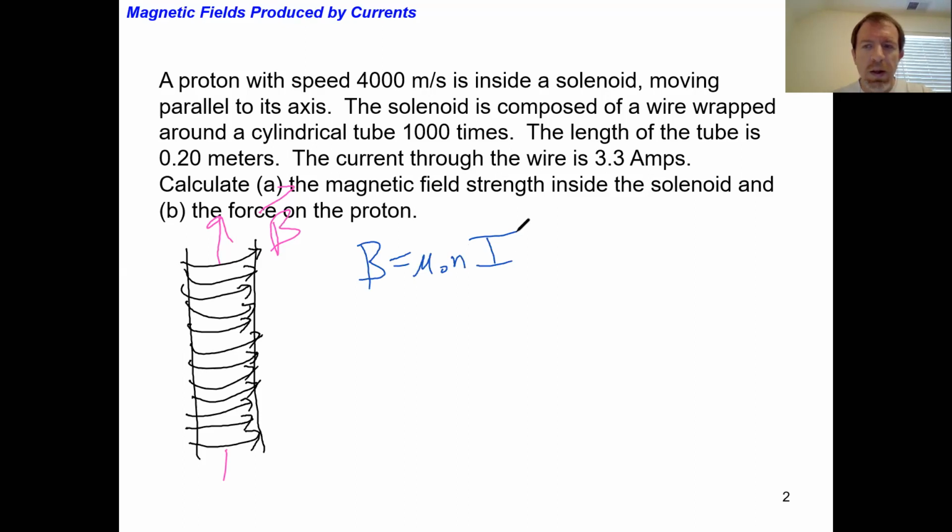Great, so I've got the direction figured out. Let's take a look at the magnitude.